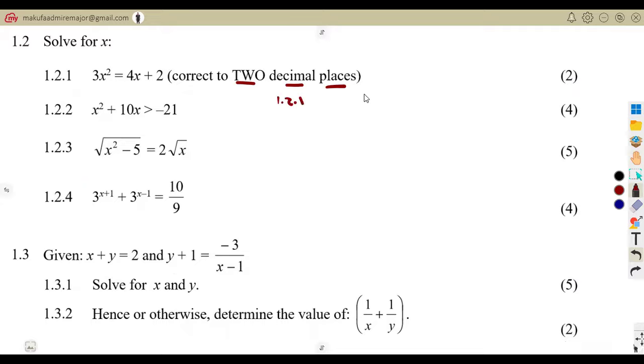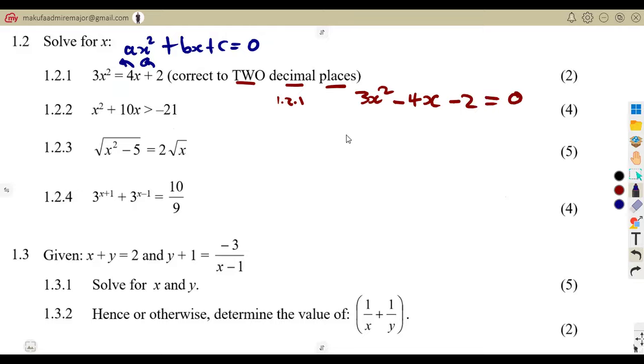That's 1.21. We have 3x squared. So definitely, we know the format of our quadratic equation: ax squared plus bx plus c is equal to 0. One side must be equal to 0, so we need to take all these terms to the other side of the equation. The 4x to the other side becomes a minus. The 2 to the other side also becomes a minus. So that is equal to 0.